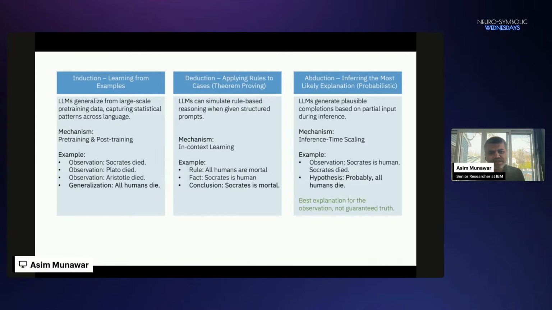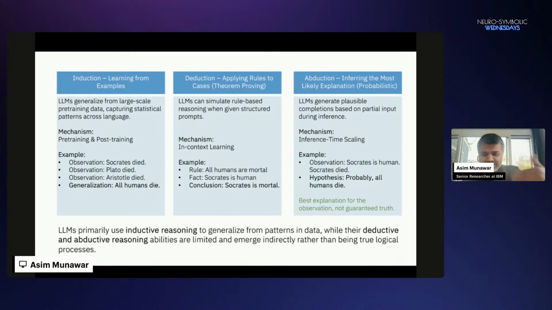And abduction, inferring the most probable explanation. This is what inference time scaling tends to do. For example, if the observation is Socrates is human, Socrates died, it can come up with a hypothesis, okay, probably all humans die. So this is the best explanation based on whatever it has seen. But the fact that LLMs primarily are inductive reasoning machines, we should always keep in mind. And expecting them to do deduction reliably, abduction reliably can be dangerous.